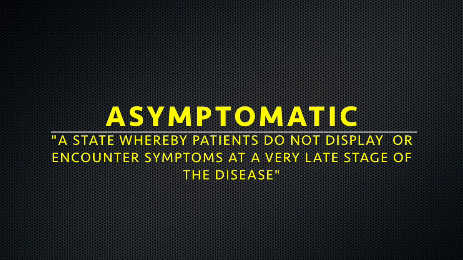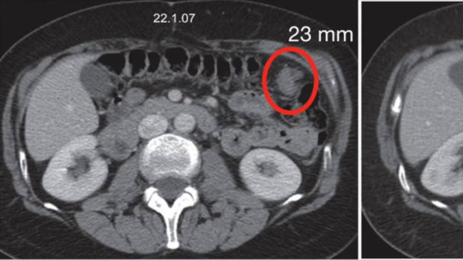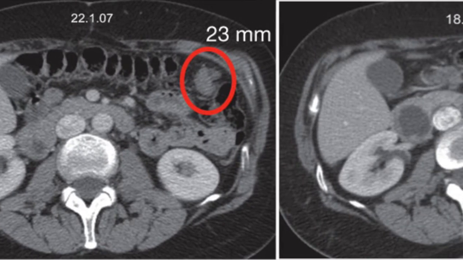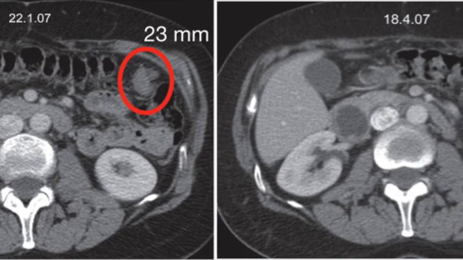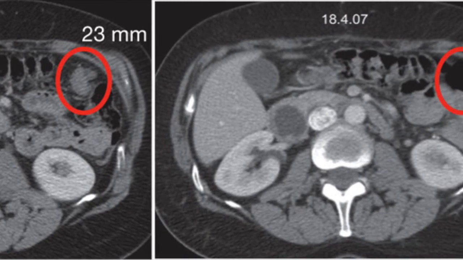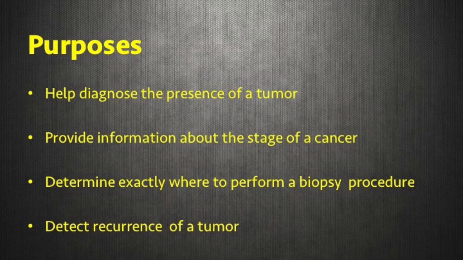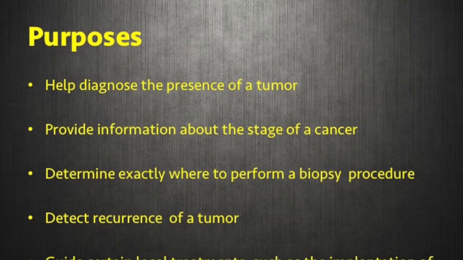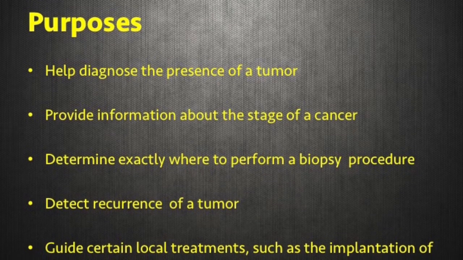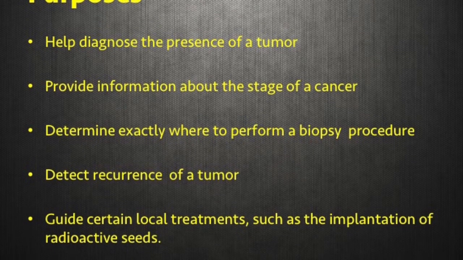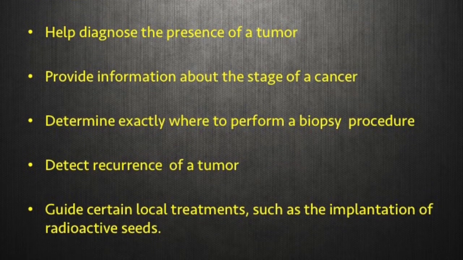Studies have shown that CT can be effective in both ovarian and lung cancer screening, which exhibit features of being asymptomatic. CT scan in cancer can detect abnormal growths, as can be seen in the image on the left, which clearly depicts the growth of ovarian cancer, and to determine whether a cancer is responding to a treatment, as can be seen in the image on the right, which doesn't show any growth of cancer after olaparib treatment. It can also be used to help diagnose the presence of a tumor, provide information about the stage of a cancer, determine exactly where to perform a biopsy procedure, detect recurrence of a tumor, and guide certain local treatments, such as the implementation of radioactive seeds.